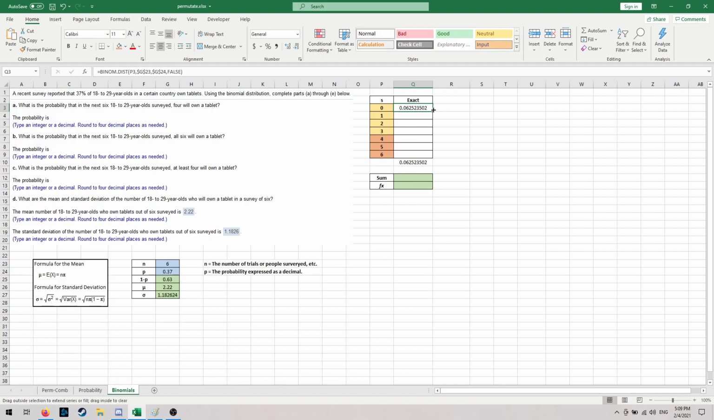And then we can drag this down to fill out the rest of our chart. Now, I've used a lot more decimal places than the teacher uses or Pearson wants, but it doesn't really matter as long as you're careful with your rounding.